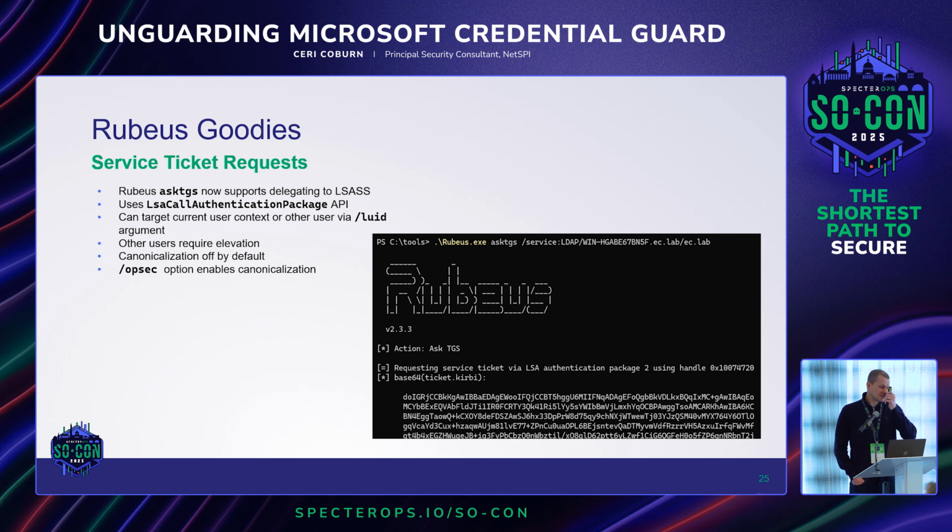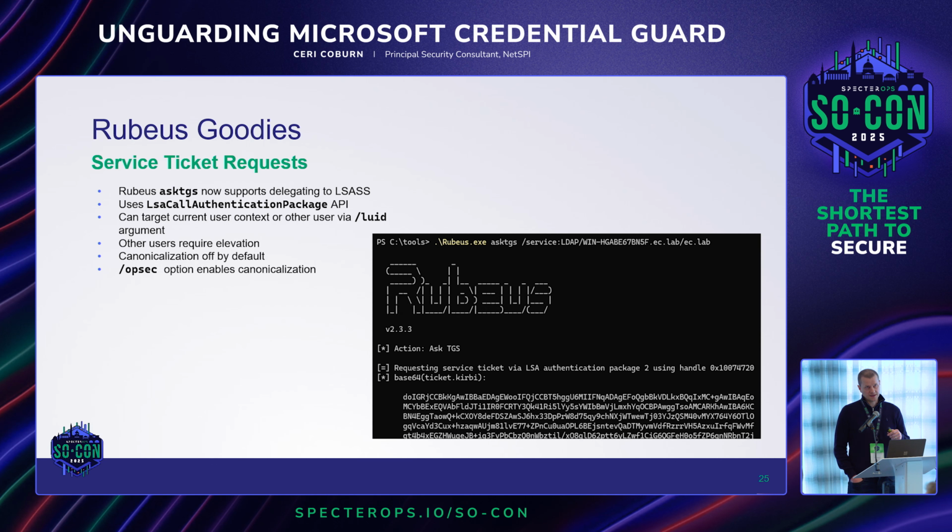So the code was changed slightly just to leverage that same LSA call authentication package API, so that you can now request service tickets in the context of the user that you're running Rubeus under, and that will filter through LSA and use whatever TGT is encrypted inside Credential Guard, but you will still get a ticket back.